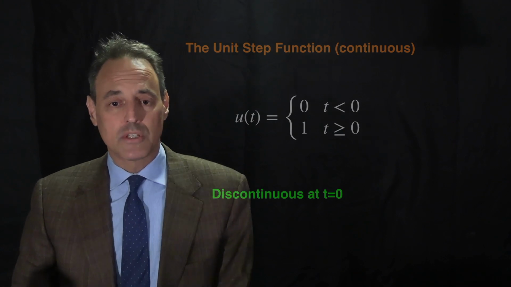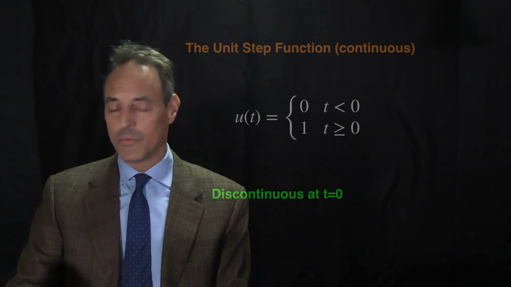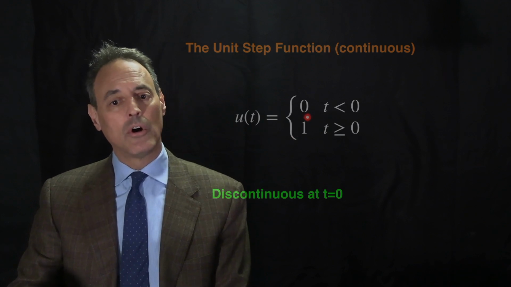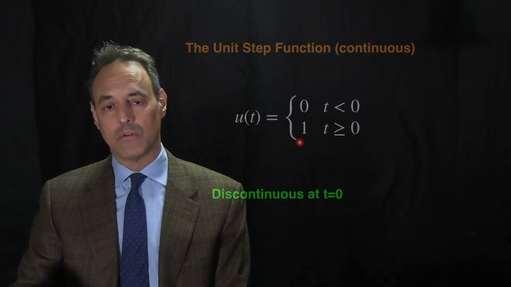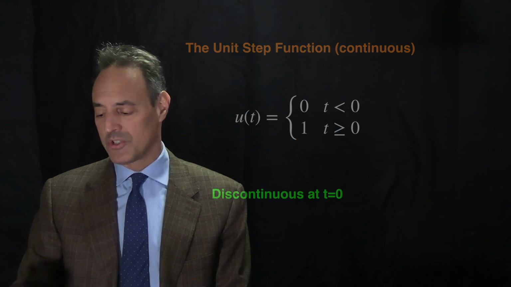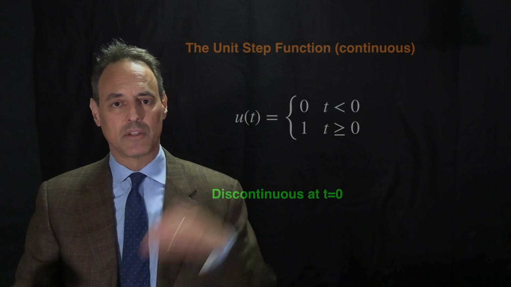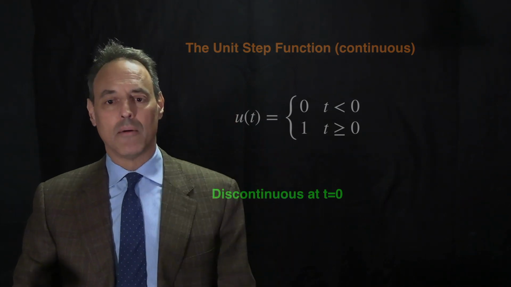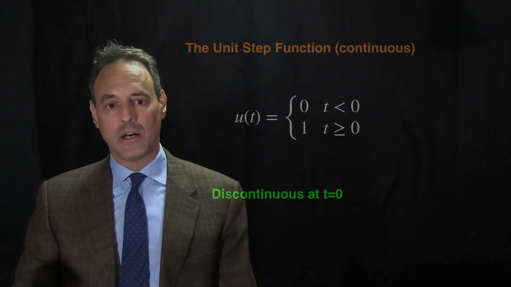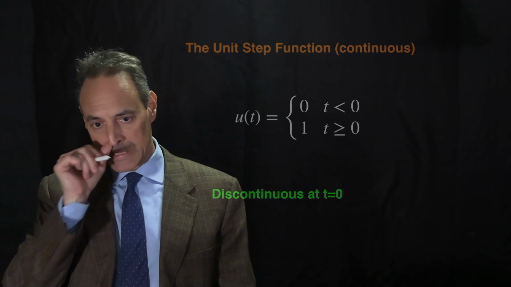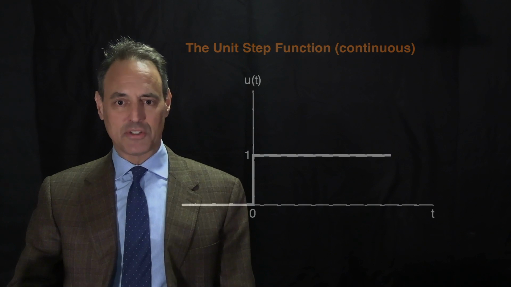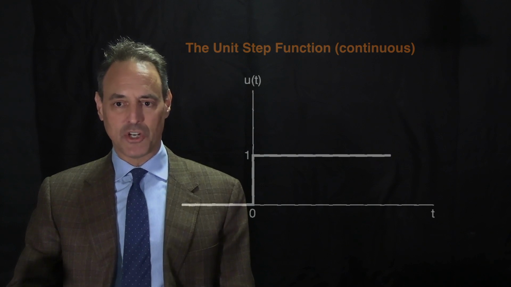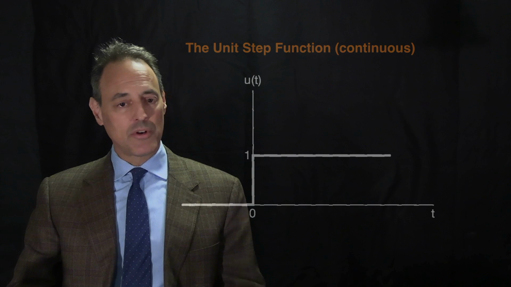There's also the unit step in continuous time, which is given here. It's 0 for t less than 0. It's 1 for t greater than 0. And so there's this discontinuity at t equals 0, right? The function jumps by 1 unit. So here's what it looks like. There's the unit step function. It takes a little jump there. And it's sort of like an on switch.